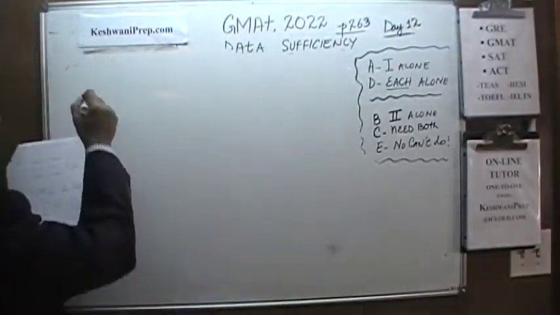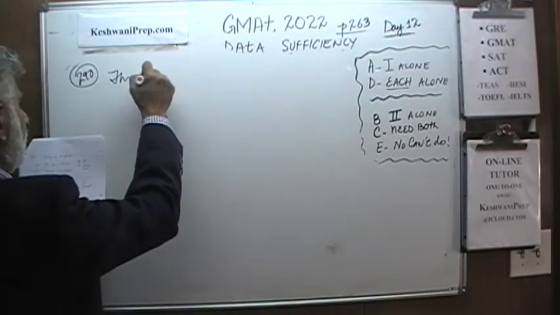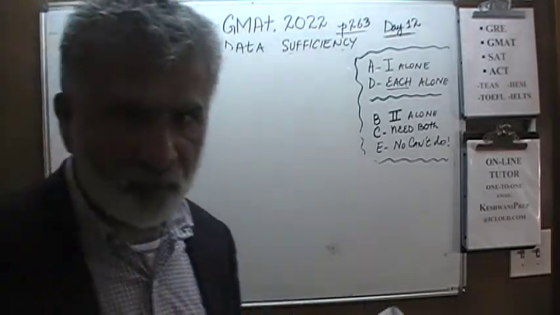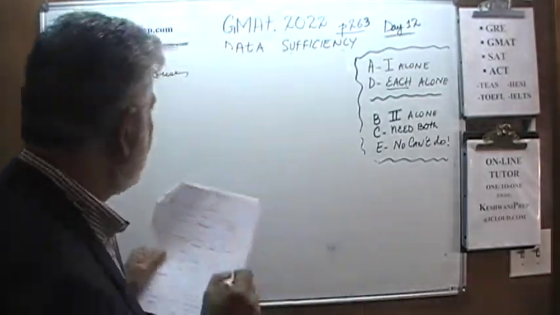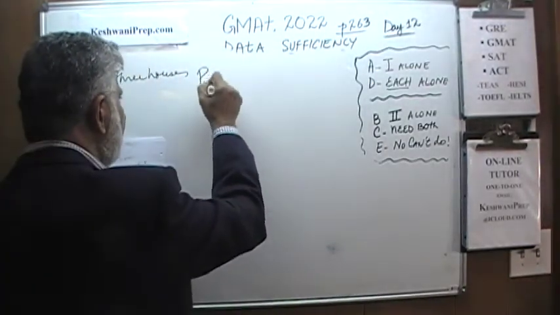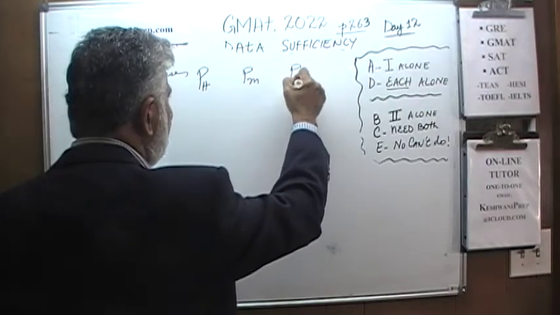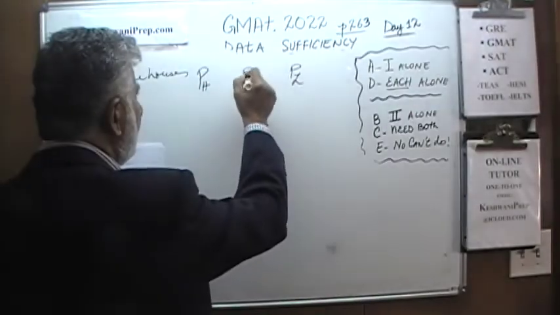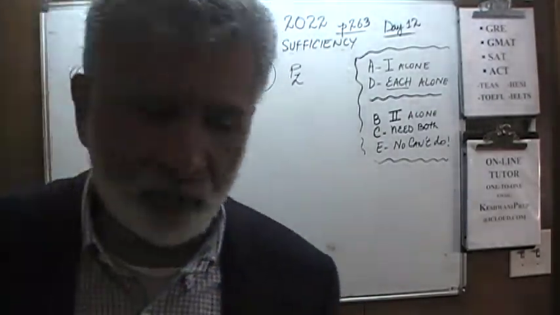In 290, we have three houses, and we are told that they were all sold for different prices, three different prices for three houses. No two houses were sold for the same price. Therefore, we have the highest price, this P stands for price, the middle price, and the lowest price house. And here's what we want to find out: this guy. What was the price of the house that was sold for the middle price?